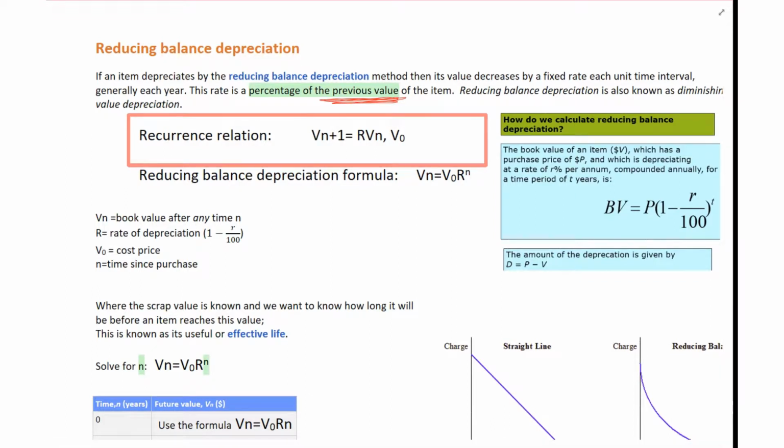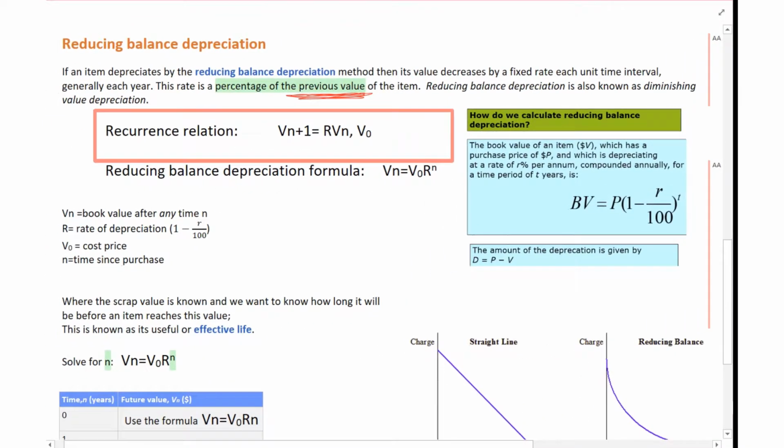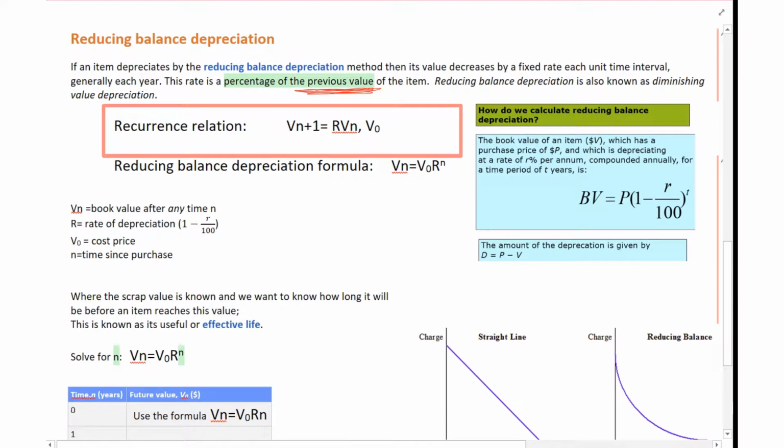So it's sort of analogous to the compound interest stuff, but in reverse, because we're looking for the negative now, and we'll see where the negative part comes in. It's also referred to as diminishing value depreciation.